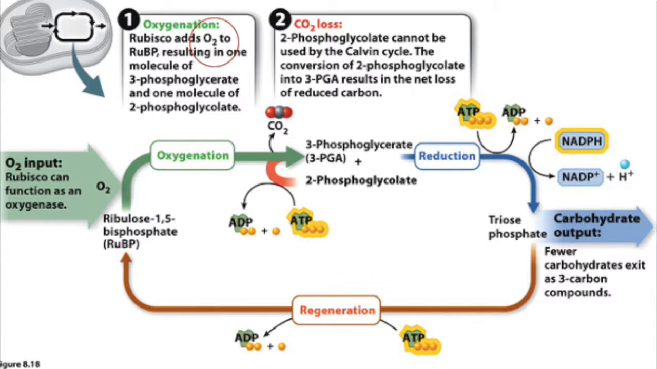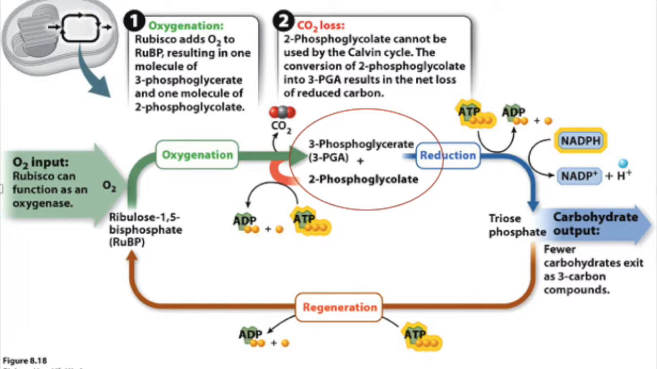As we move to photorespiration, we find that RuBisCO adds O2 instead of CO2 to RuBP, resulting in one molecule with 3 carbon atoms, 3-PGA, and one molecule with only 2 carbon atoms, 2-phosphoglycolate. This is the only difference compared to the Calvin cycle.